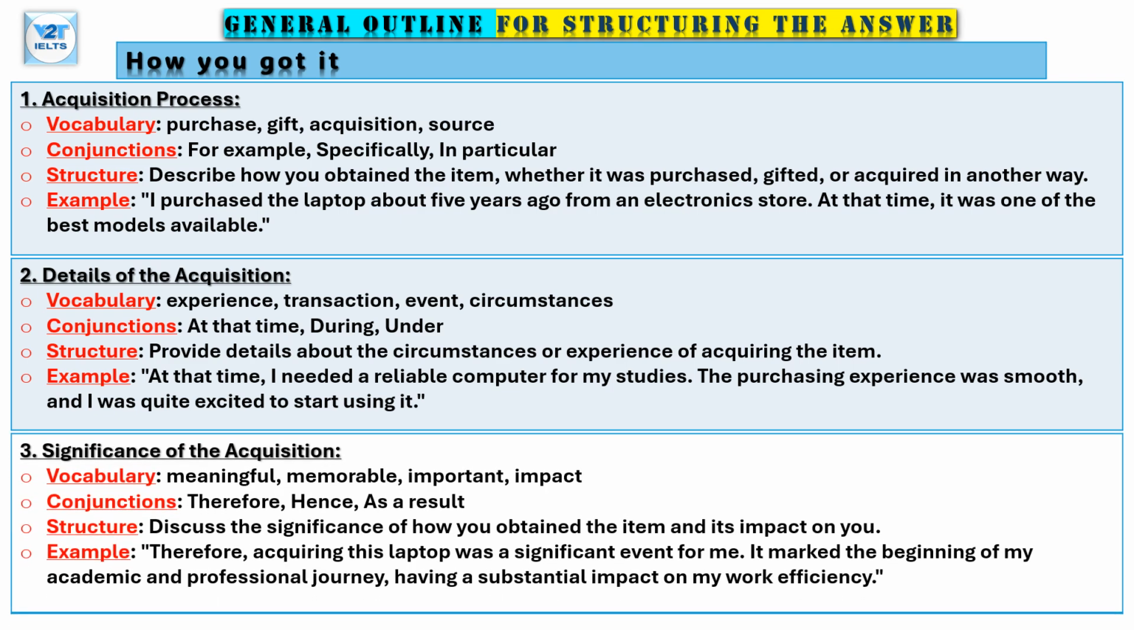3. Significance of the acquisition. Vocabulary: meaningful, memorable, important, impact. Conjunctions: therefore, hence, as a result. Structure: discuss the significance of how you obtained the item and its impact on you. Example: therefore, acquiring this laptop was a significant event for me. It marked the beginning of my academic and professional journey, having a substantial impact on my work efficiency.